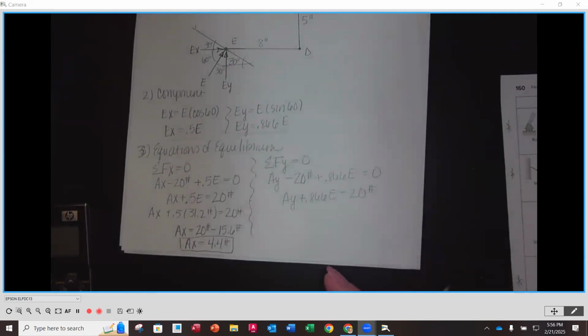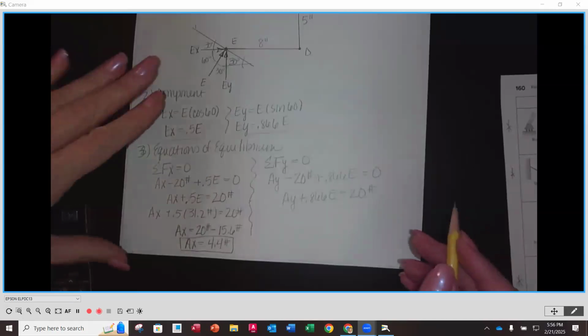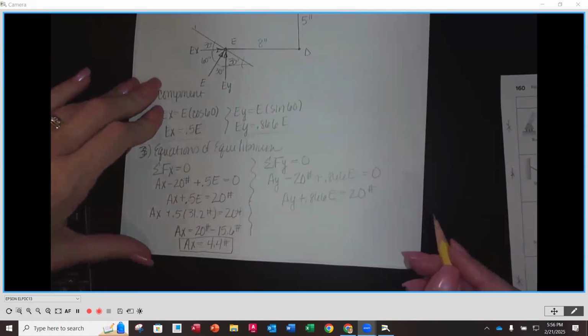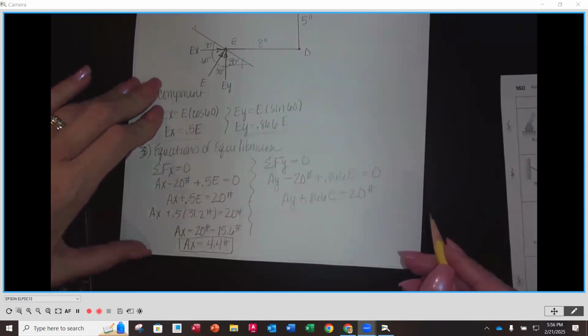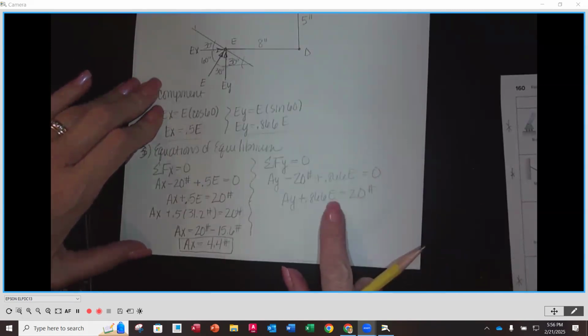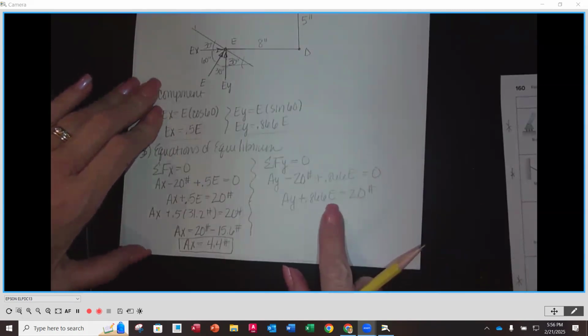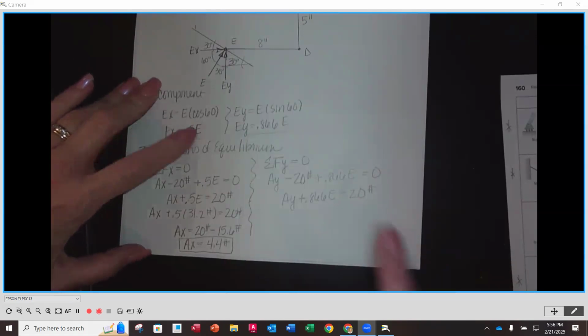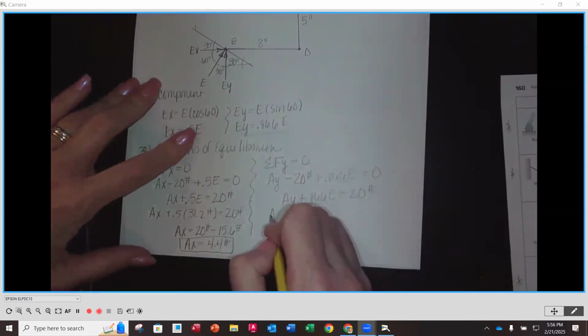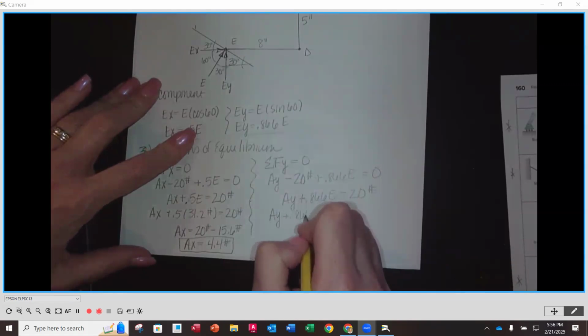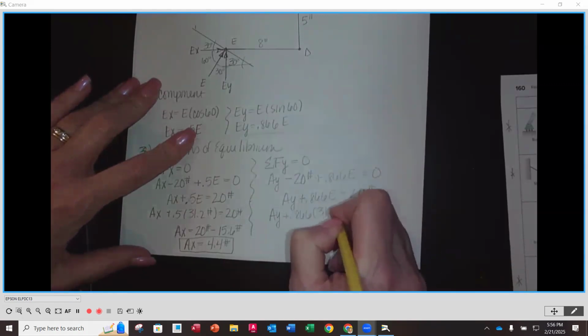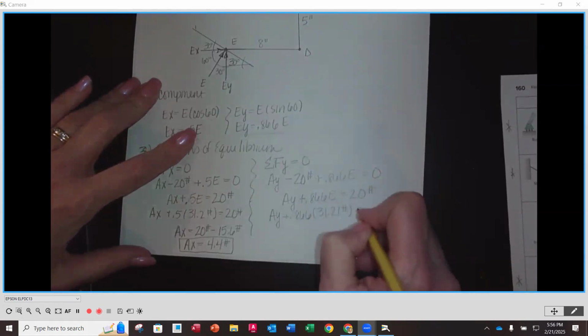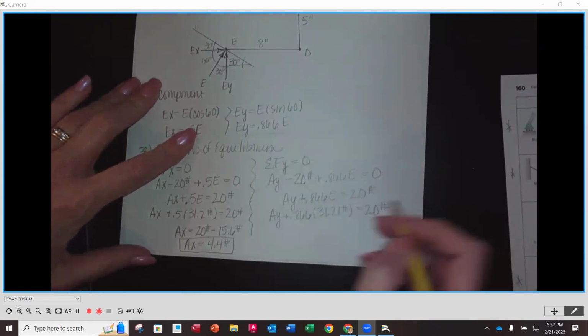All right. Everybody get that as well? 4.4 for AX. Awesome. Thank you. Now we're going to do that same thing. Over here, we had another E. So we're going to substitute in 31.21 here for our E. So we're going to say AY plus 0.866 times 31.21 pounds is equal to 20 pounds.